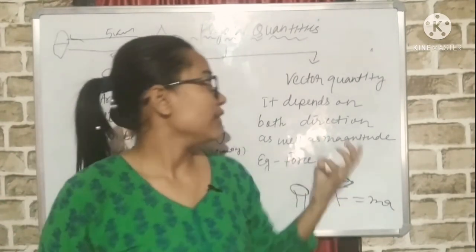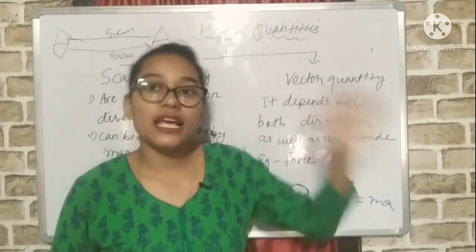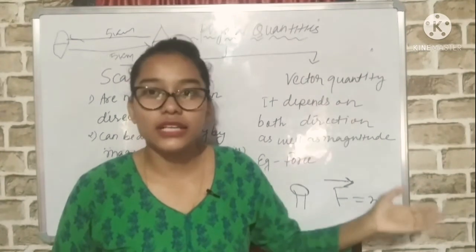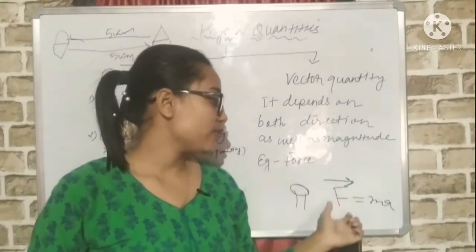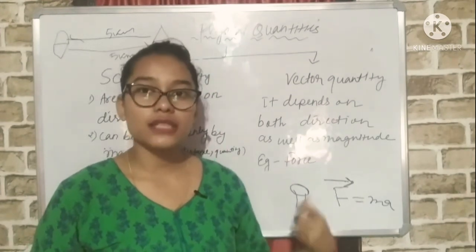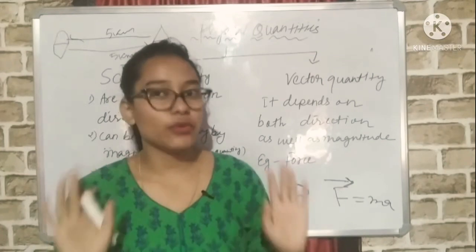On the other hand, vector quantity, what happened? It depends on magnitude as well as direction. They always follow that direction. For example, force. And how do we denote force? We write force by writing an arrow above because it is dependent on direction. Okay, is it clear about physical quantity?